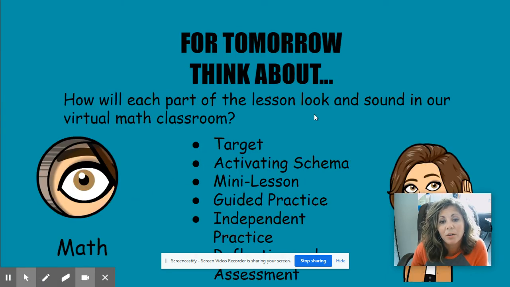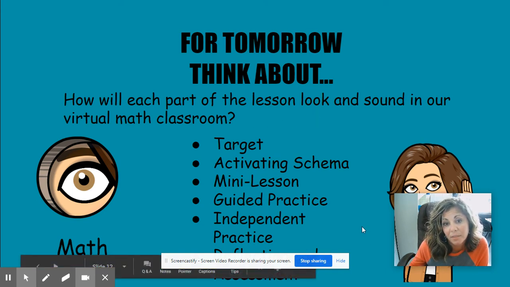So for tomorrow, what I want you to do is I want you to think about how will each part of the lesson look and sound in our virtual math classroom. So I want you to think about the target, activating schema, mini lesson, guided practice, reflection, and assessment. So tomorrow, when we join together, I want you to be able to explain what each part of the lesson should look and sound like.